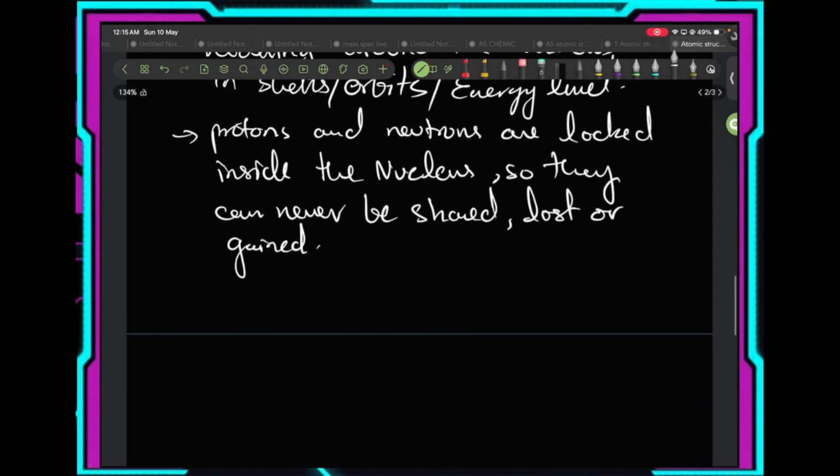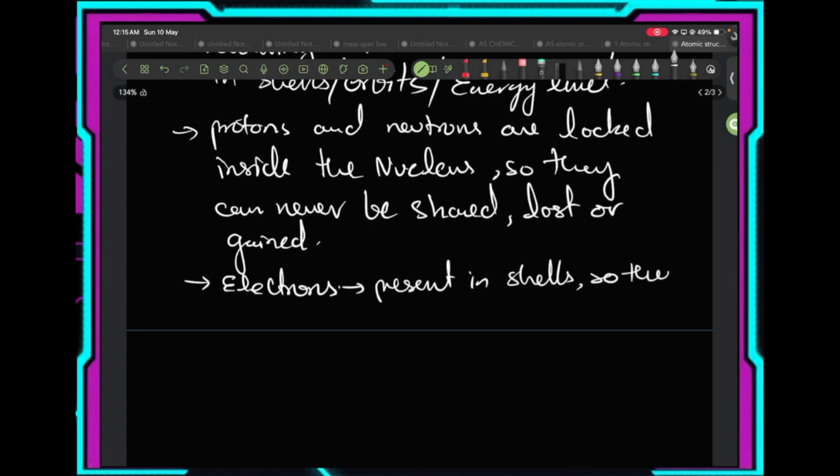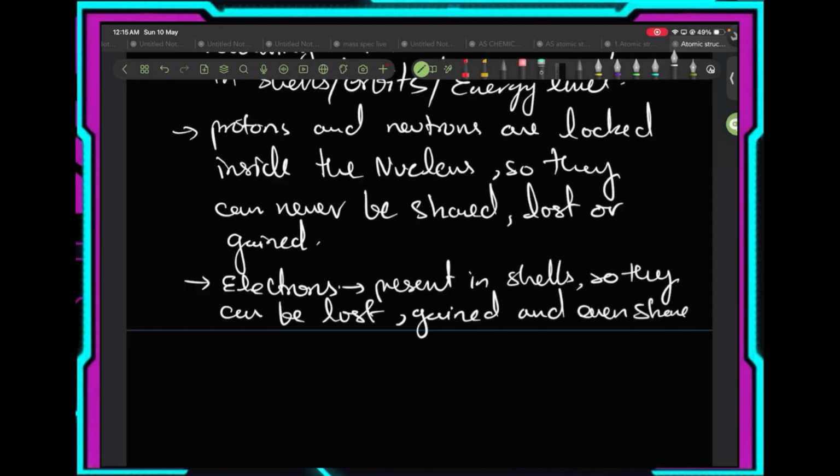Right? And what about the electrons? The electrons are not locked inside the nucleus, they're present in shells. So they can be lost, gained, and even shared. So electrons are allowed to be lost, gained, or shared, but the protons and neutrons cannot be lost, gained, or shared. Okay, they're locked inside the nucleus.